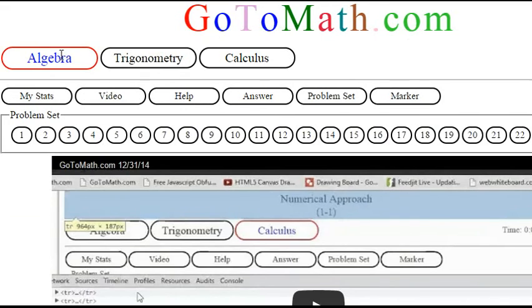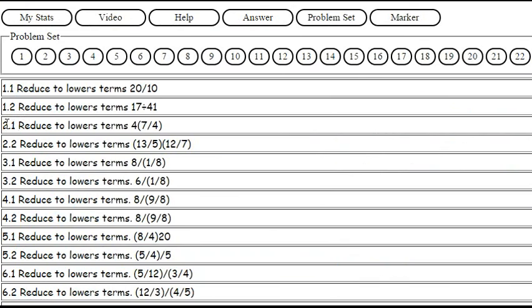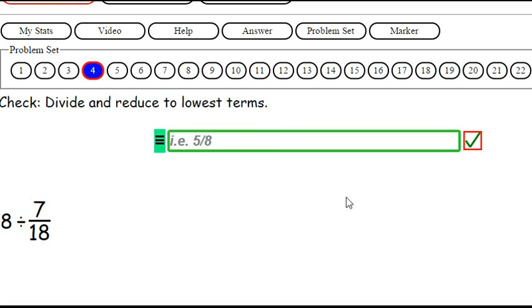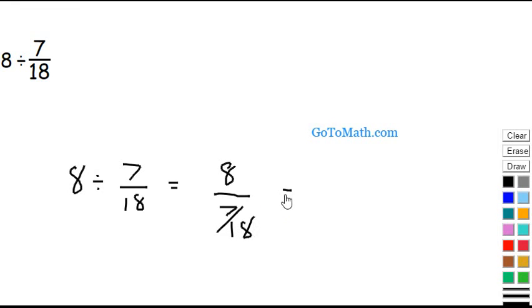All right, we're here. GoToMath.com, click on the algebra. Let's go down to fractions and look at 4.1. Bring up the marker board, got something to write on. So we have 8 divided by 7 over 18. And of course, this can be rewritten as 8 over 7 over 18.